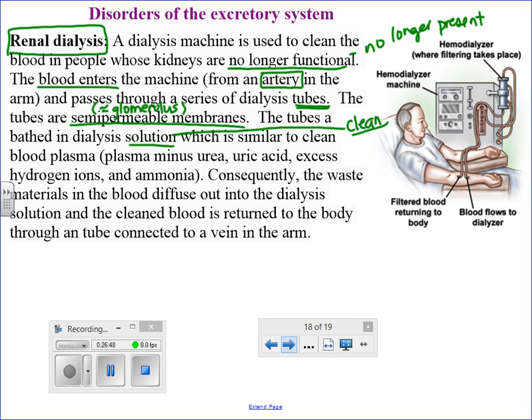The result is that all of that waste will just diffuse out. Since things can move along a concentration gradient from high to low concentration, whatever is high concentration in your blood will naturally move out into the dialysis solution. The cleaned blood is returned to the body through a vein, just like it comes out of a vein from your kidney. So the machine is literally taking the place of your kidney. Blood goes in, gets cleaned, blood comes out.